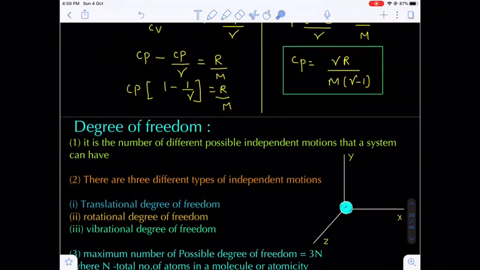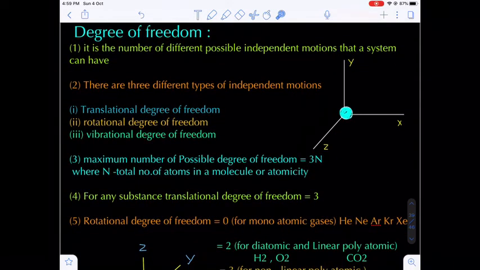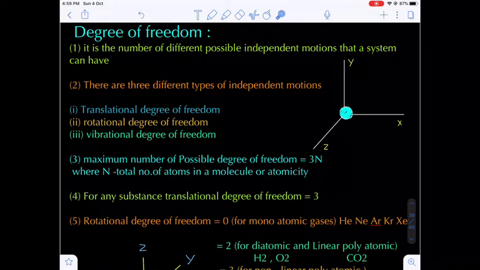Now next, degree of freedom. This is a very important topic. Now what is the meaning of a degree of freedom? Here it is the number of different possible independent motions that a system can have. The system means here, let's suppose, consider an ideal gas. How many different possible independent motions that system has is nothing but the degree of freedom. There are three different types of degree of freedom, three different types of independent motions.